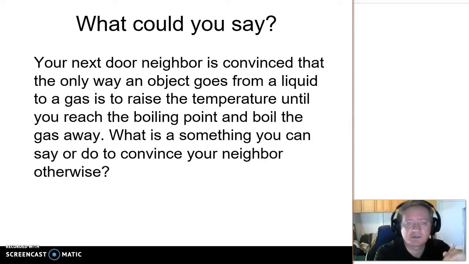It all deals with the specific heat capacity. So here's a question to think about. Your next door neighbor is convinced that the only way an object goes from a liquid to a gas is to raise the temperature until you reach the boiling point and boil it away. So what could you say to your neighbor to convince him or her otherwise?